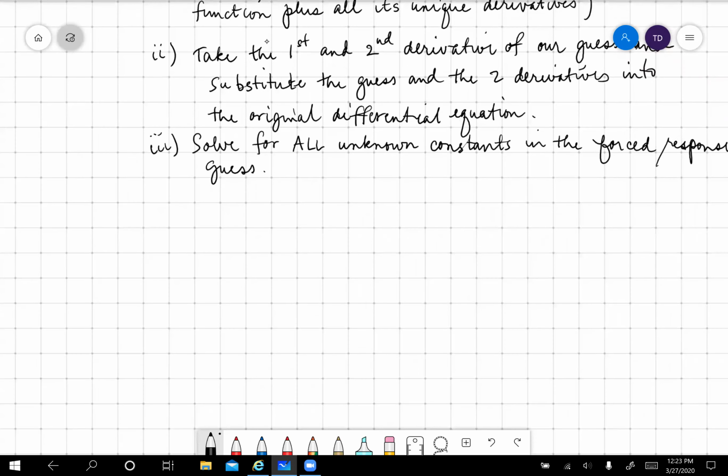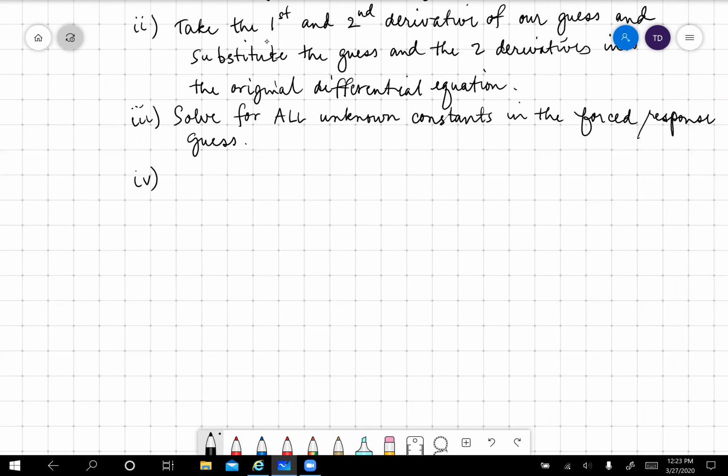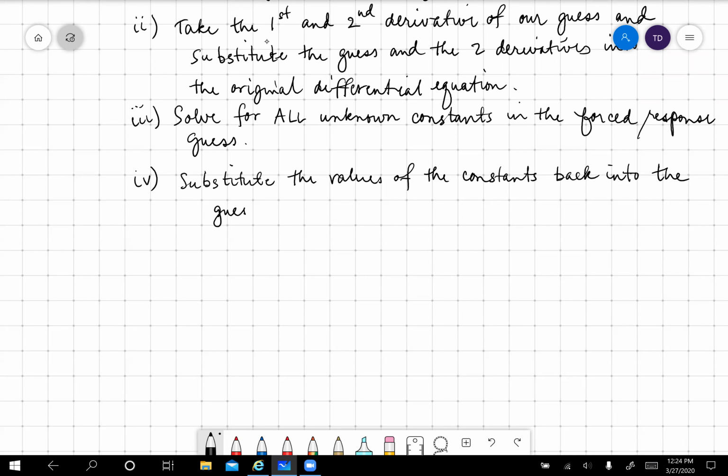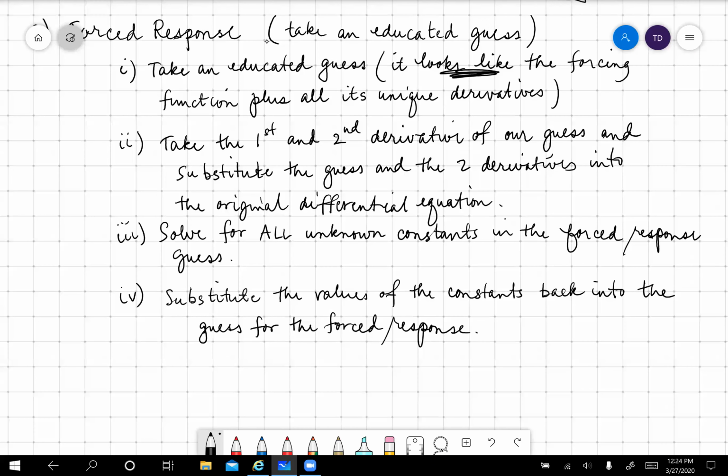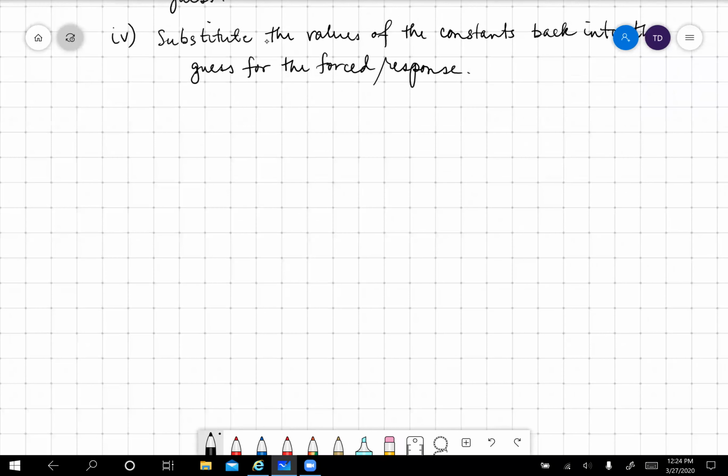So what we're going to do is solve for all these unknown constants. Once we have them, substitute the values of the constants back into the guess for the forced response. Okay, so it's a process in which we take multiple steps. We take an educated guess, then we take the derivative of that guess and the second derivative. Then we take all three of those and we substitute them into the differential equation. Then we solve for the unknown constants that are in that guess. And once we have those constants, we plug them back in and we say, here it is. That's the forced response.